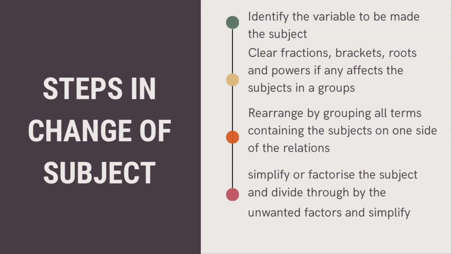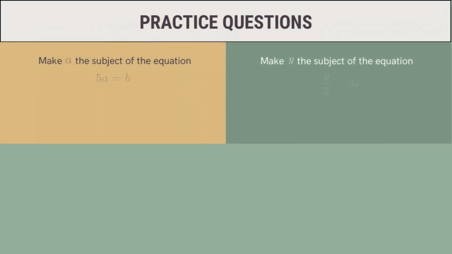General steps to change the subject. 1. Identify the variable to make the subject. 2. Clear fractions, brackets, powers, and roots if they affect the subject. 3. Rearrange by grouping all terms containing the subject on one side of the equation. 4. Factorize or simplify the subject by dividing out unwanted factors. 5. If necessary, clear powers or roots to isolate the subject.